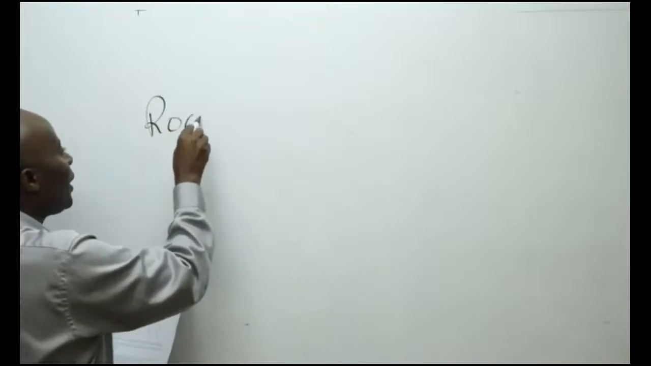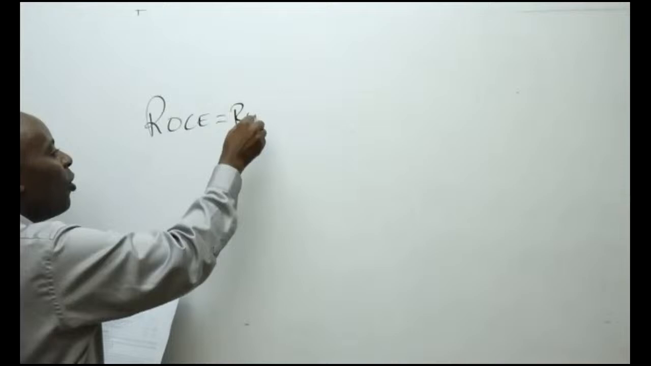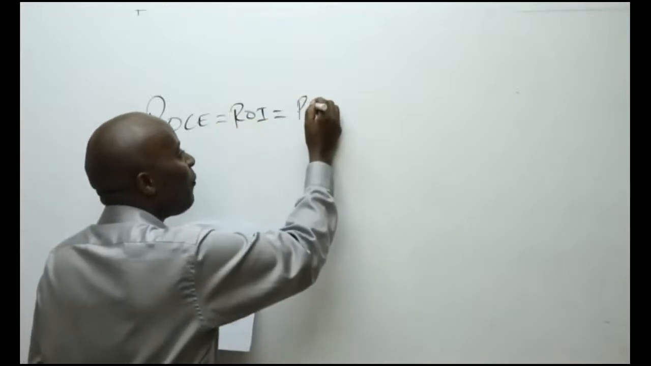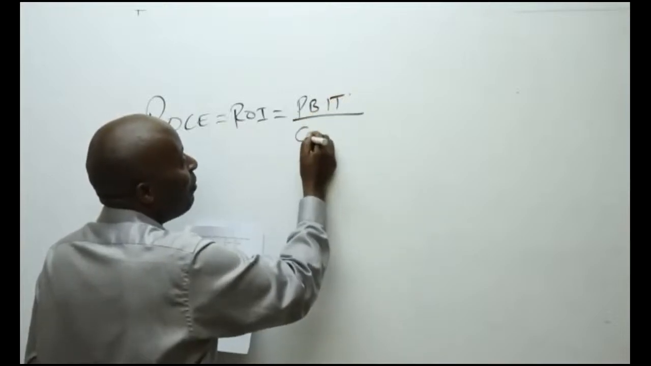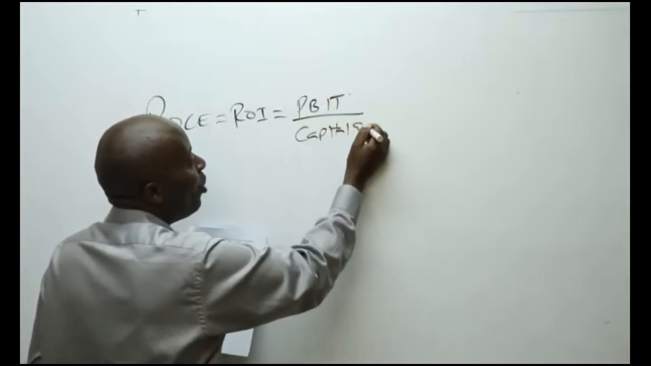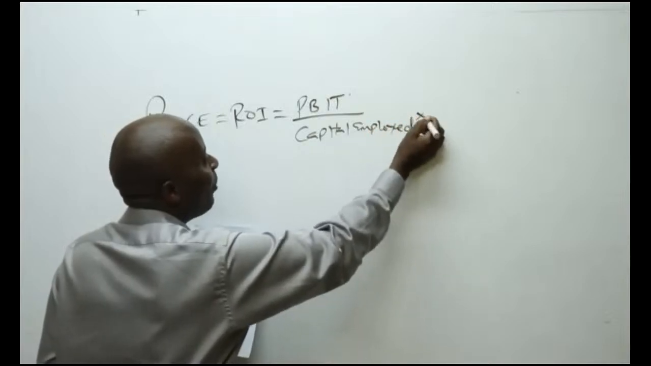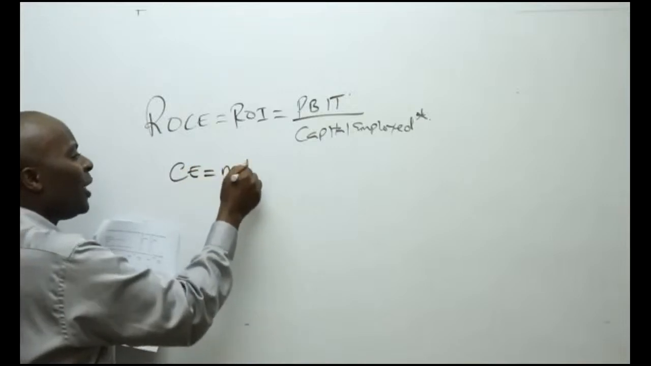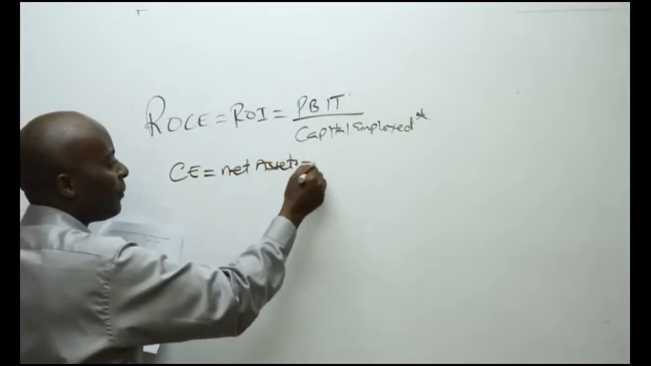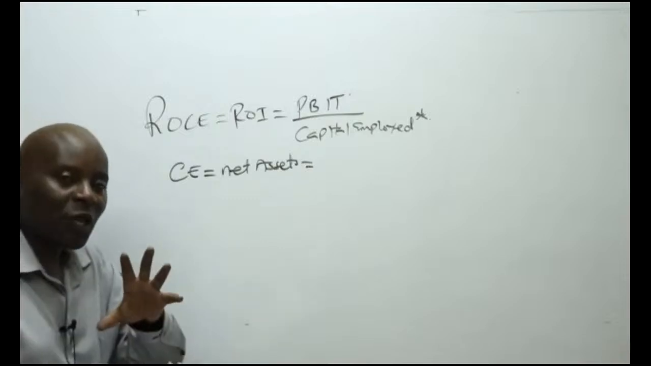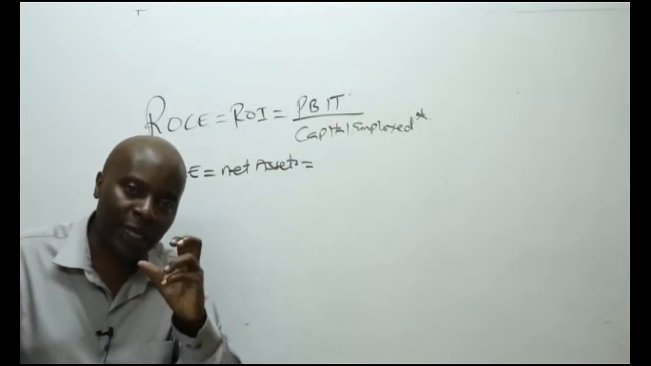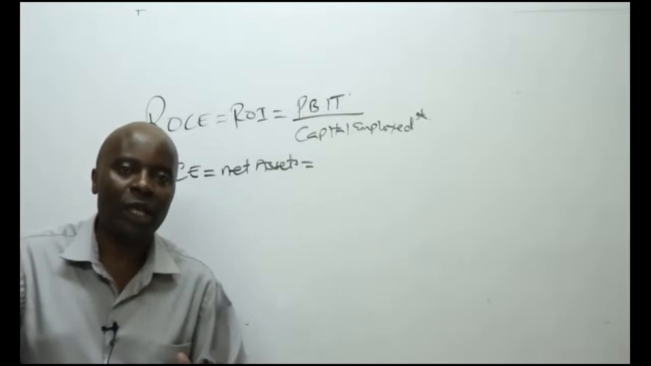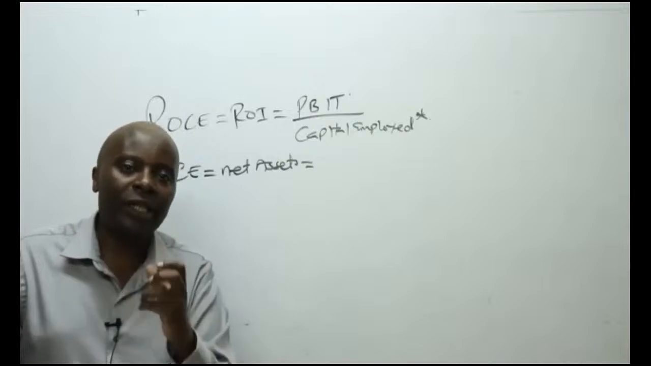So our ROCE, ladies and gentlemen, equals operating profit, which is profit before interest and tax, divided by the capital employed. And this capital employed is what we are putting a star there. The capital employed is the same as net assets. At times, the examiner will not give you the capital employed directly. When he gives you a statement of financial position, he expects you to calculate the net assets yourself.